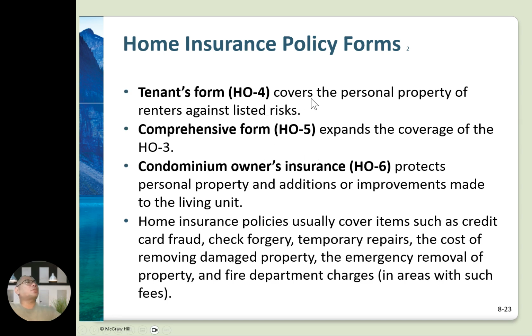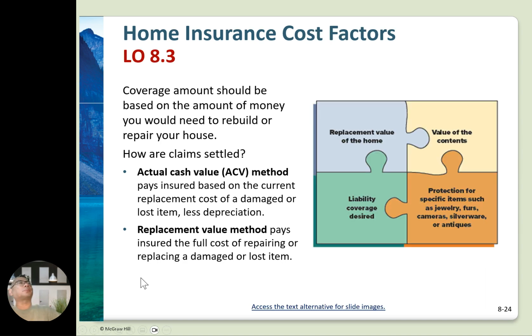Now, the tenant form covers the personal property of renters against listed risks. The comprehensive form HO5 expands the coverage of the HO3. The condominium owner insurance HO6 protects personal property and additions or improvements made to the living unit. Okay, home insurance policies usually cover items such as credit card fraud, check forgery, temporary repairs, cost of removing damaged property, emergency protection of the property, and fire department charges. Okay, remember guys, there are always fire department charges if you call 911.